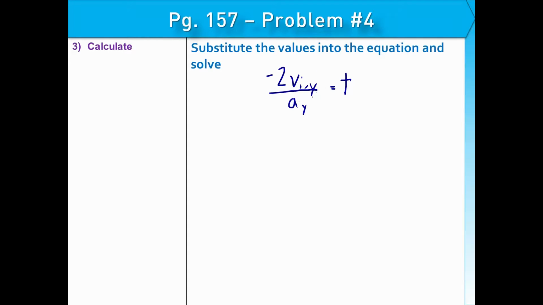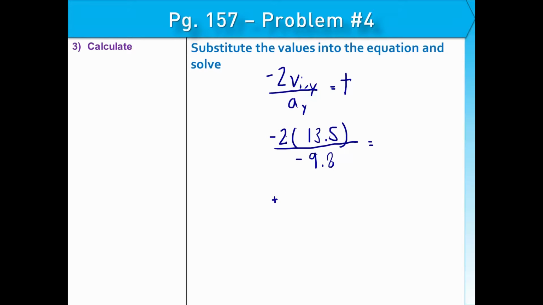Now I'll go ahead and plug in my values into here. So I'm going to rewrite negative 2. My initial velocity was 13.5 meters per second. And the acceleration in the y direction is negative 9.8 then. So notice that a negative divided by negative, it'll cancel out. I'm going to get a positive number. So I'm going to hit positive.